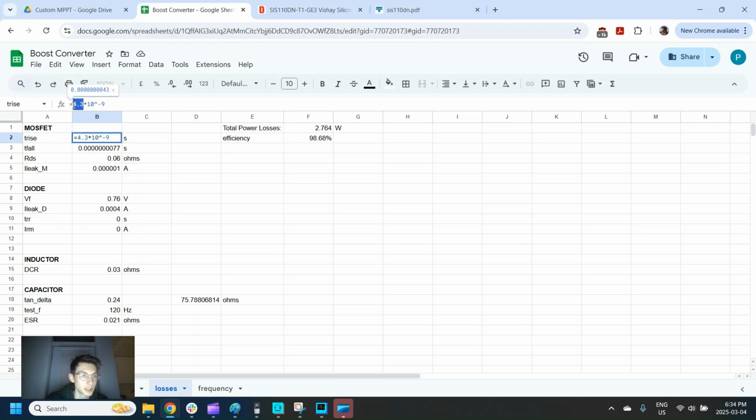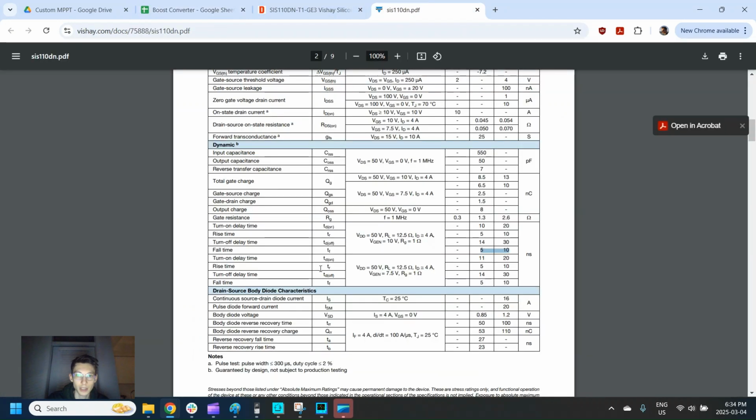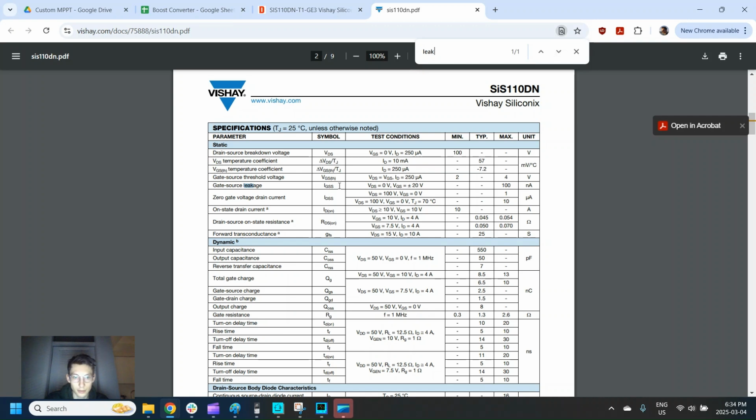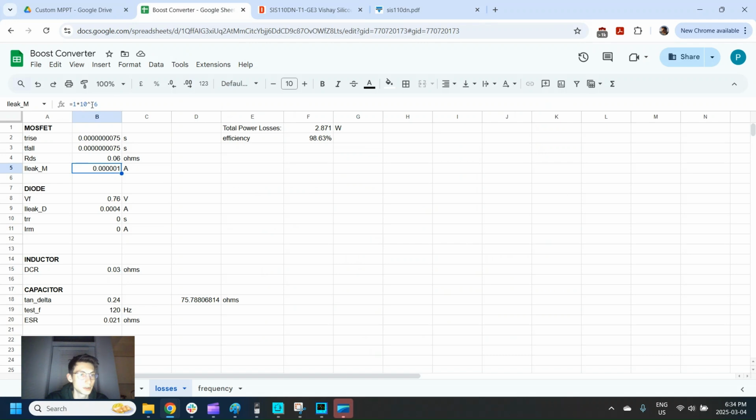So these are nanoseconds. So let's go 7.5 and a fall time of 7.5 nanoseconds. And then we can add the leakage current as well. Leakage 100 nanoamps. So 100 nanoamps is like 0.1 microamps.